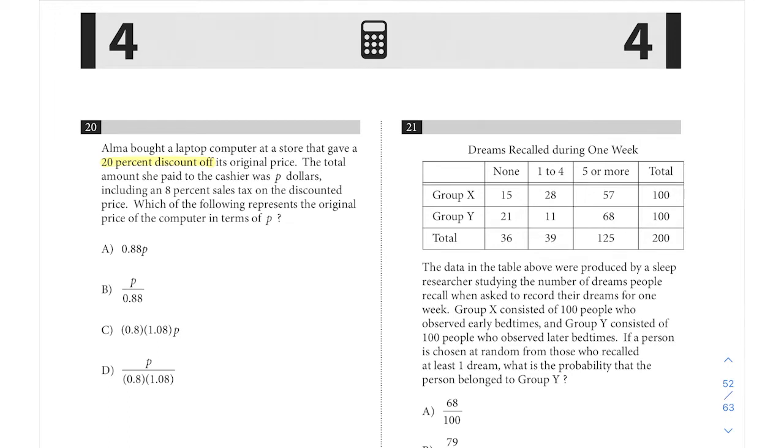The total amount she paid to the cashier was P dollars, including an 8% sales tax. So here, sales tax is going to be added on. So that's going to be something in addition to that original, or that new cost, on the discounted price. Which of the following represents the original price of the computer in terms of P?